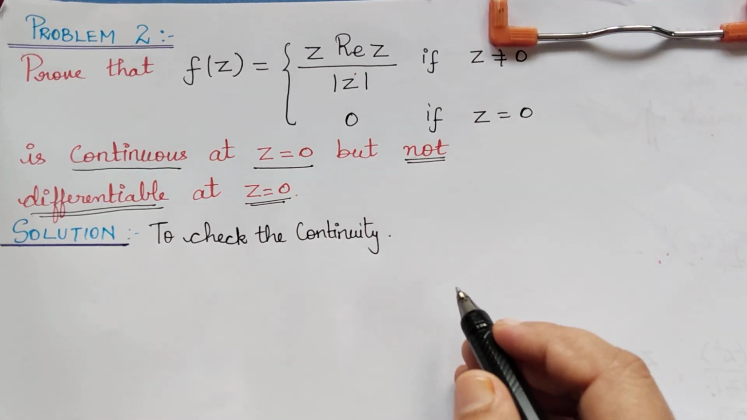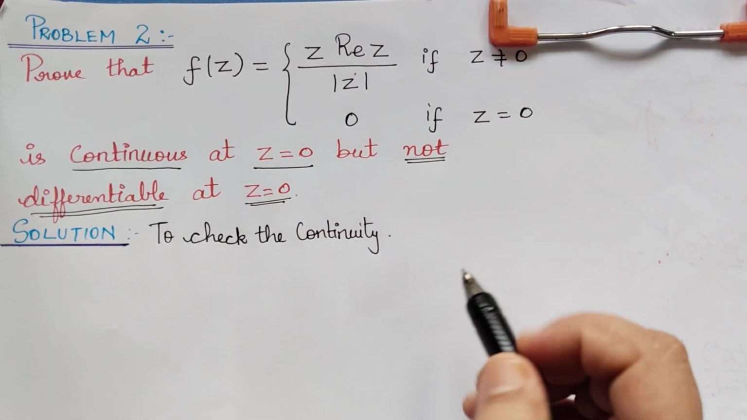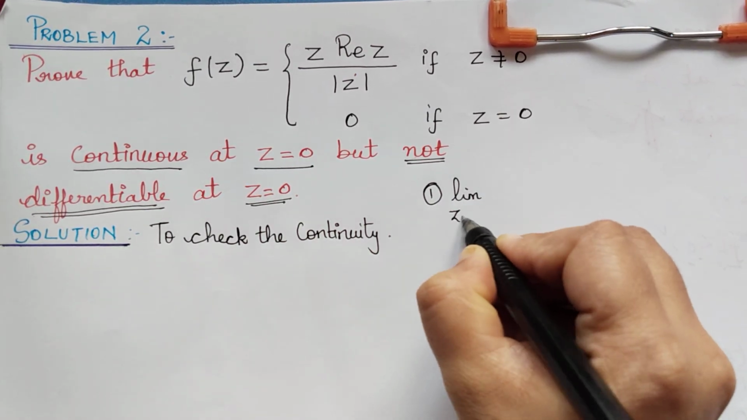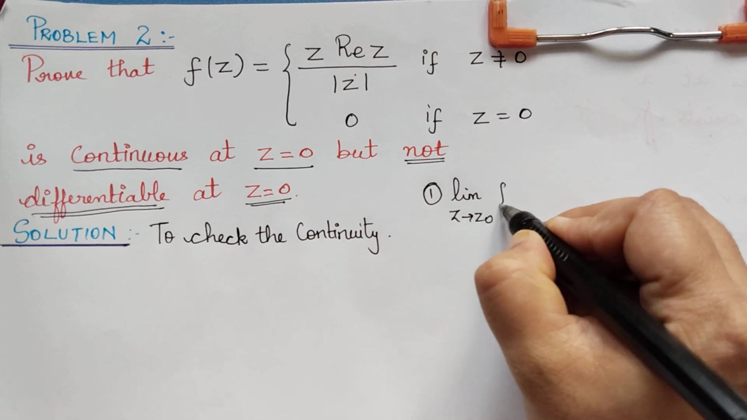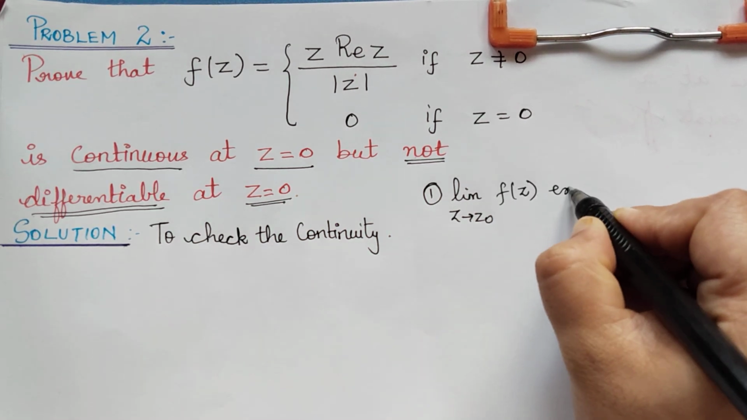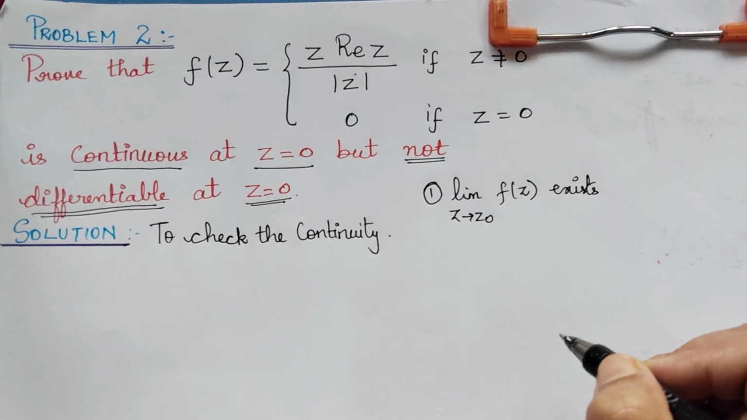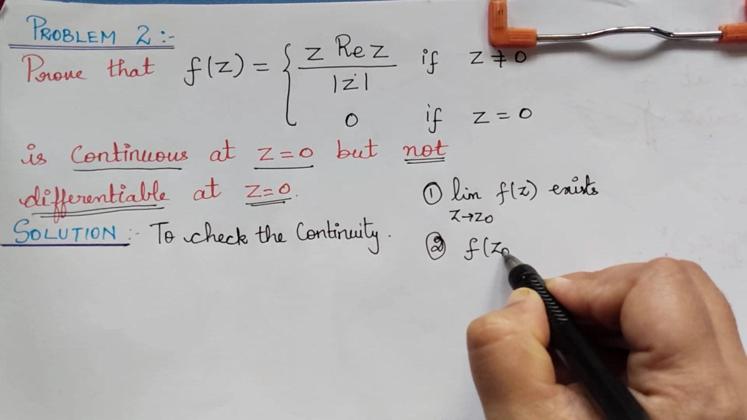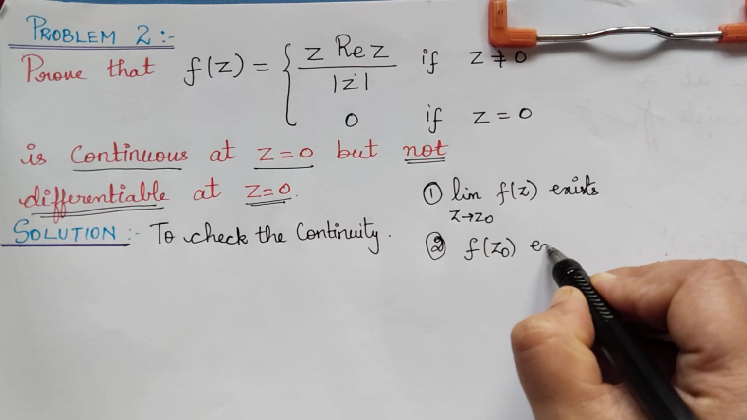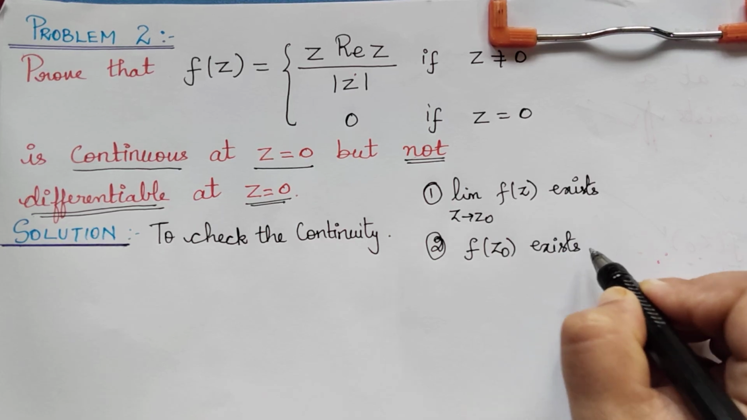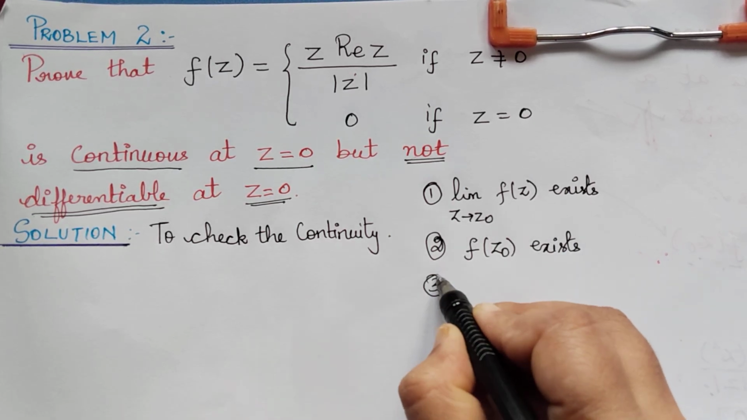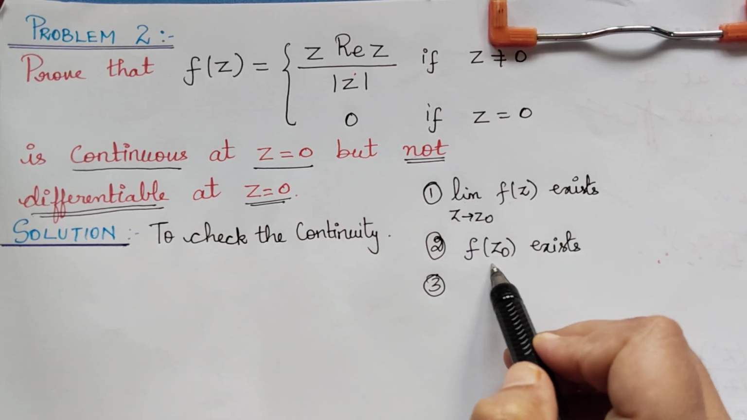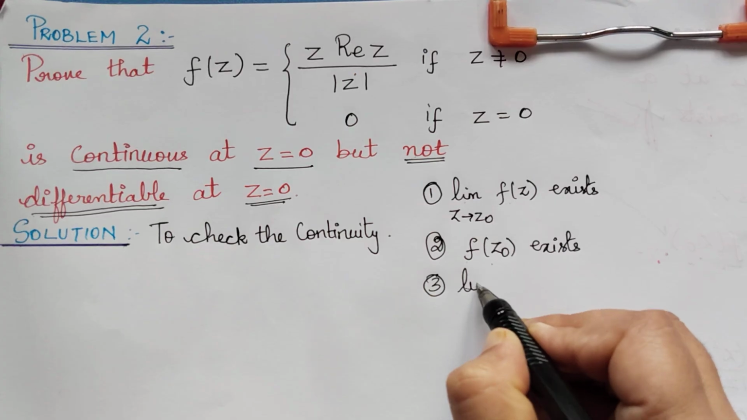For a function f of z to be continuous at a point z naught, we have three conditions. The first condition is that the limit as z tends to z naught of f of z should exist. The second condition is that the function should exist at the point z naught, so f of z naught exists. And the third condition is that the limit that we say exists should be equal to f of z naught.